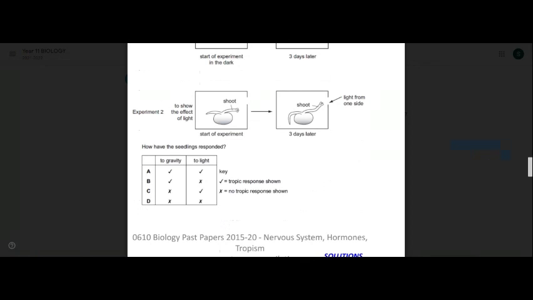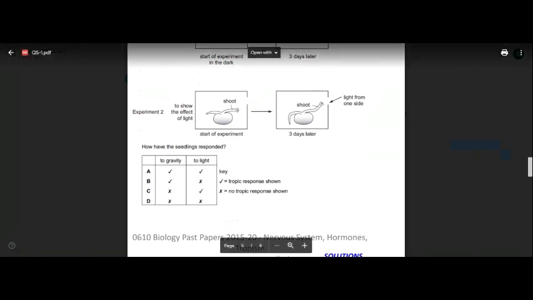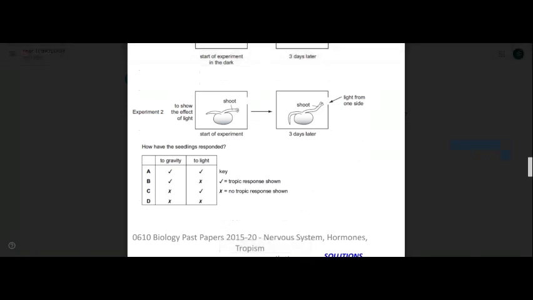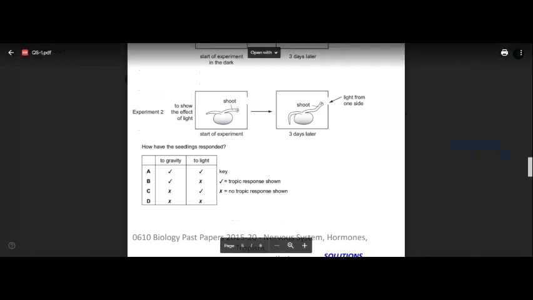Of course, both of them, light and gravity, because this experiment is a combination of these two types of responses. So they are testing both. So A is correct, it is both gravity and light.